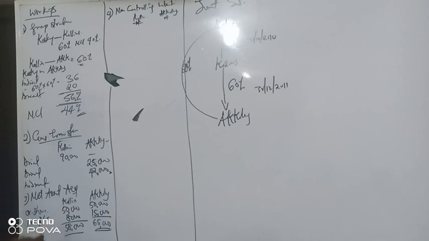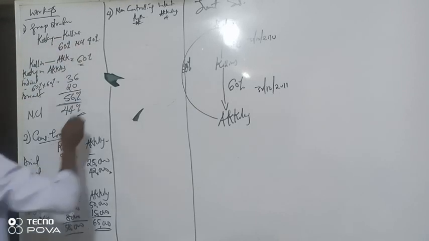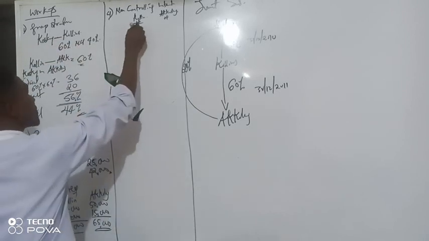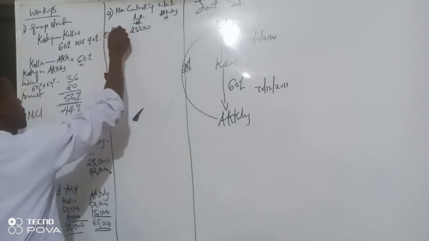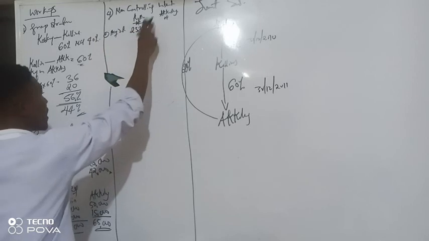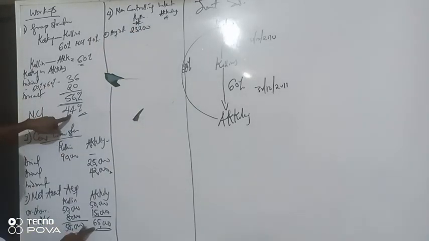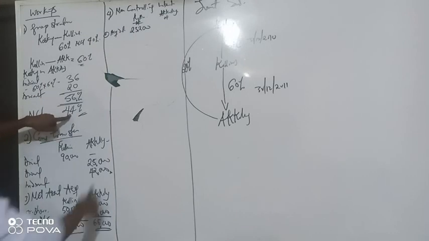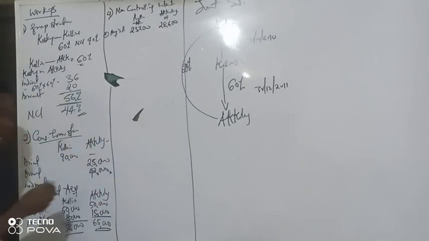Now, how do you measure it? Let's look at the portion now. For Collins, the NCI is 40% of 58,000, which is 23,200 at acquisition date. Then for the other subsidiary, it is 28,000.